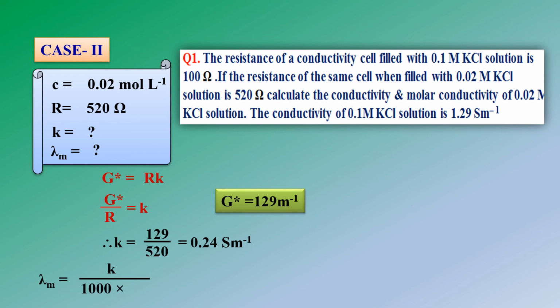And now we have to calculate lambda m. Lambda m is equal to K into 1000 divided by 1000 into C. That is equal to 0.24 divided by 1000 into 0.02. Answer will be 0.012 Siemens meter square per mole. Lambda m is 0.012 Siemens meter square per mole.